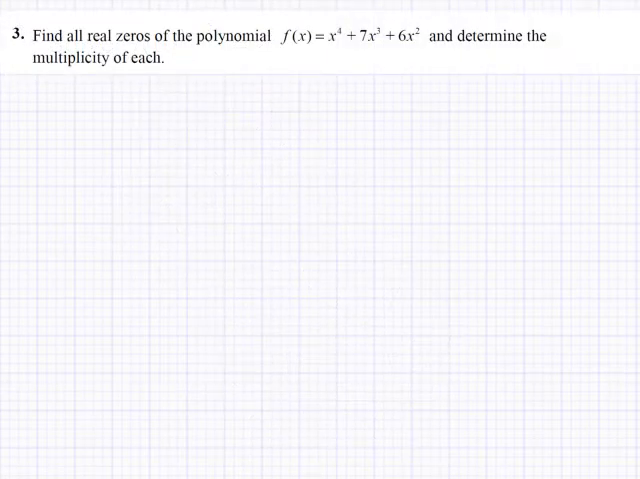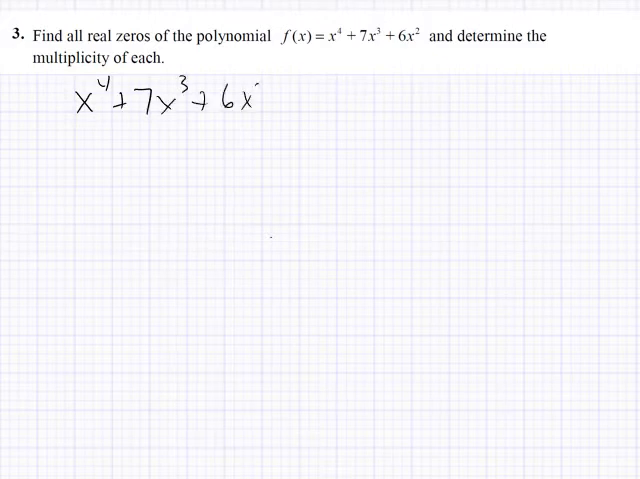Okay, here we're going to find the real zeros. So first we want to set the function equal to 0 and solve the resulting equation. Being a polynomial equation, we're going to try and factor this. You have different ways you can factor, either by hand or using synthetic division. In this case, it's pretty easy to factor by hand.